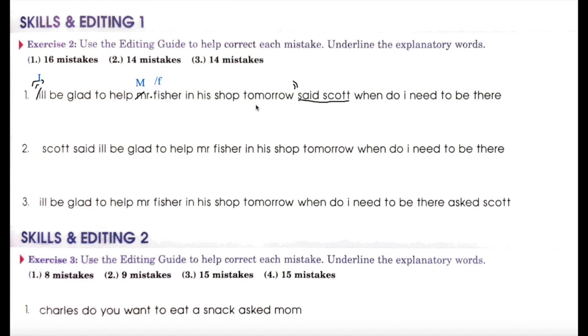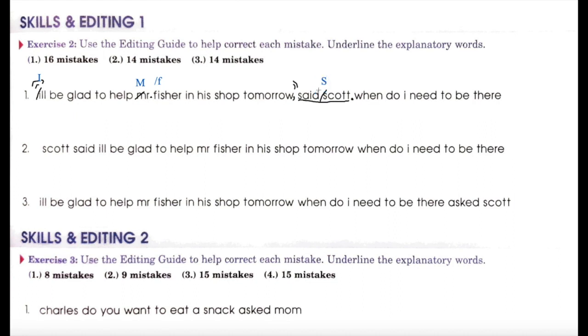In his shop tomorrow, we need a comma because it's the end of the quotation for the first sentence, but it's not the actual end of that sentence. The actual end of that sentence is after the explanatory words. I'll be glad to help Mr. Fisher in his shop tomorrow, comma, quotation marks, said Scott, period. Capitalize Scott. It's a proper noun.